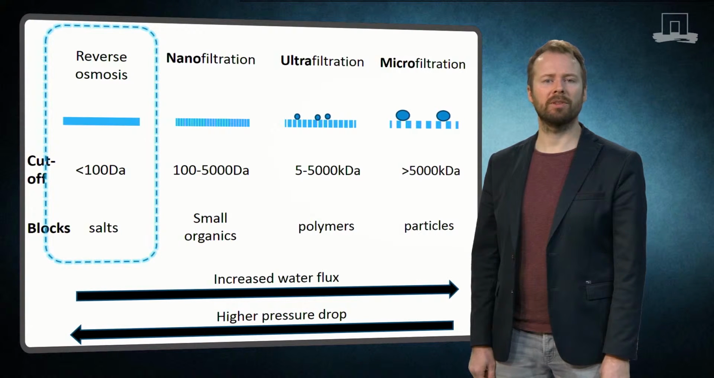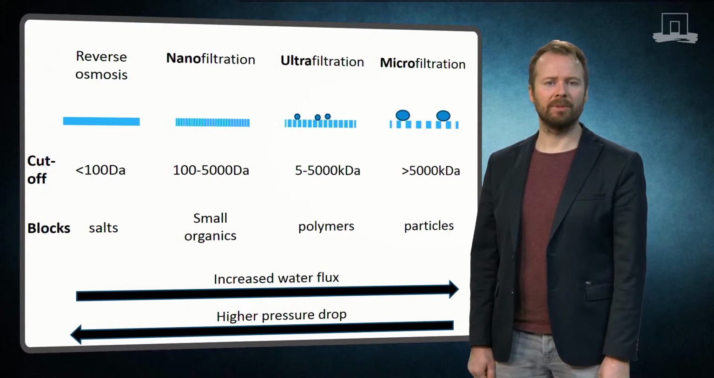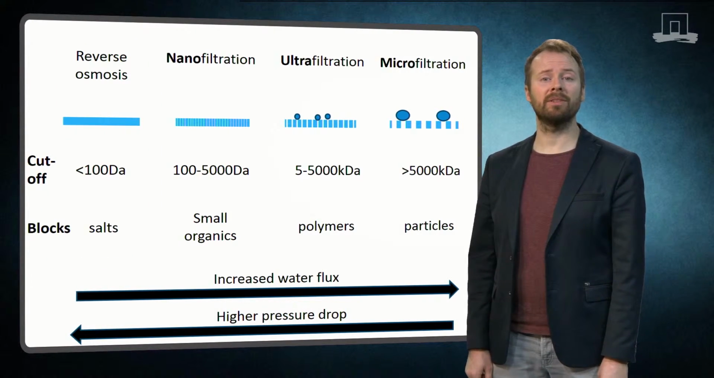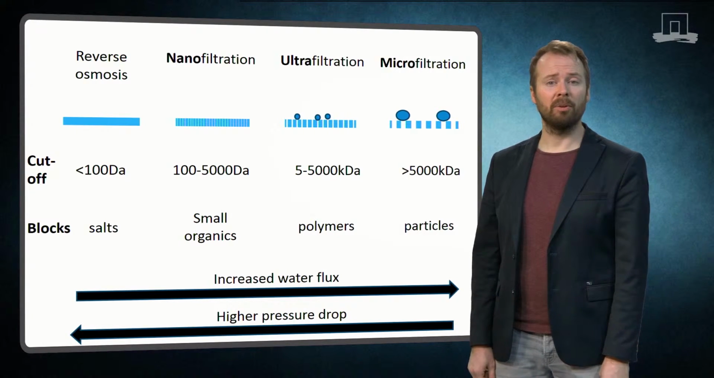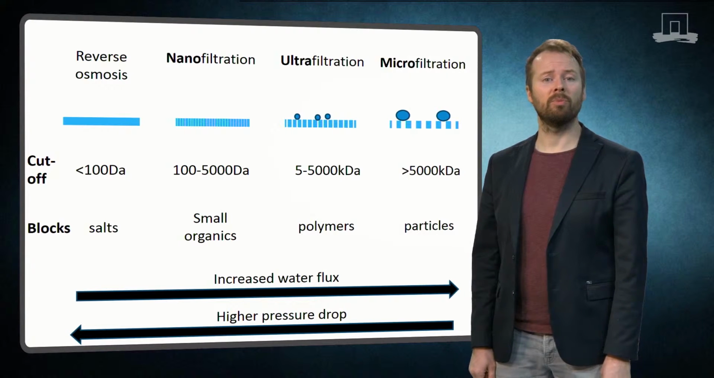Reverse osmosis blocks salts. Now, the smaller the pore size of the membranes, the lower the water flux through the membrane. Also, the pressure drop that is required to perform the separation is higher in membranes with a smaller pore size than the larger ones.